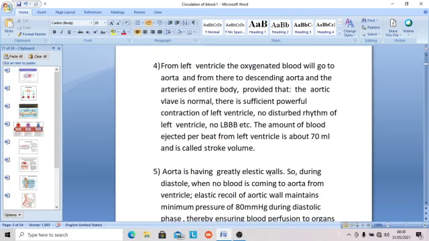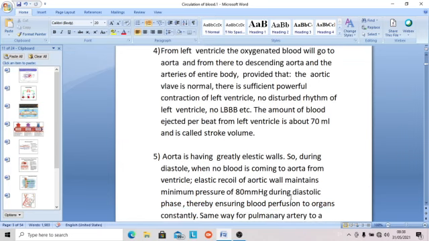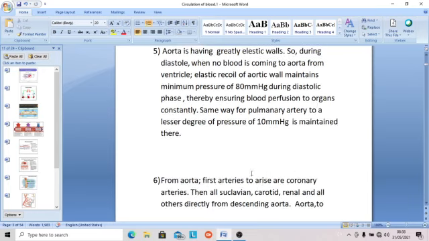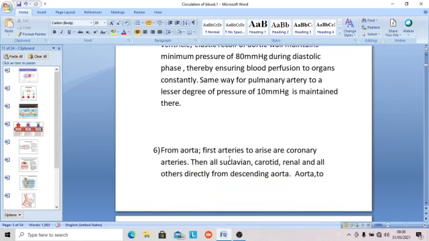The aorta has greatly elastic walls. So during the diastole, when no blood is coming to the aorta from the ventricle, elastic recoil of the aorta will maintain the minimum pressure of 80 millimeters of mercury during the diastolic phase, thereby ensuring constant blood perfusion to the organs. Otherwise, blood perfusion to the organs would become zero during the diastolic phase. It does not happen because of the thick, very powerful elastic wall of the aorta. The same applies to the pulmonary artery, to a lesser degree: a pressure of 10 millimeters of mercury is maintained in the pulmonary trunk.